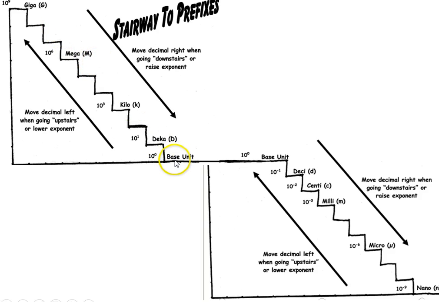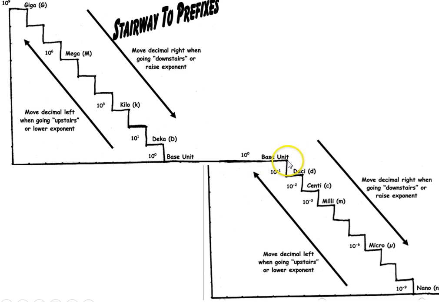So from the base unit to get to the kilo prefix, you would take 3 steps up. And every step is like multiplying by a factor of 10. So going up 3 steps is multiplying by 1,000. And then you get to mega, which is 6 steps, and giga, which is 9 steps.